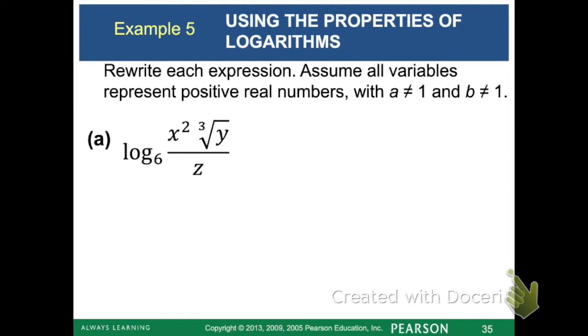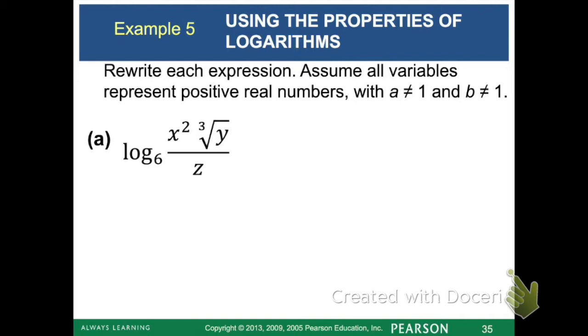Example 5, part A. We're going to rewrite this expression using multiple logs. So first of all, I like to call this expanding, by the way. So I'm going to expand it so that my answer has multiple logs, and each log has one base in it. So in the argument here, I see an x, a y, and a z. So I know that those are going to be in each of the logs at the end. So I'll have 3 logs.